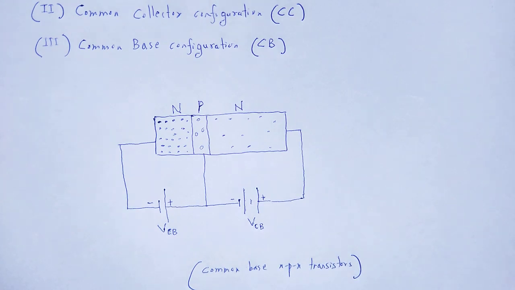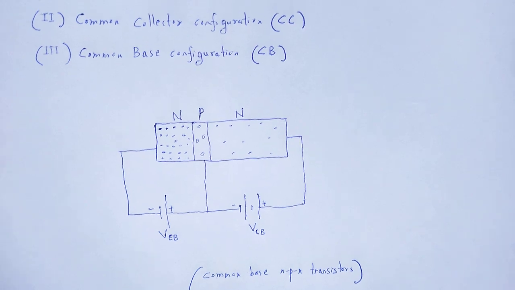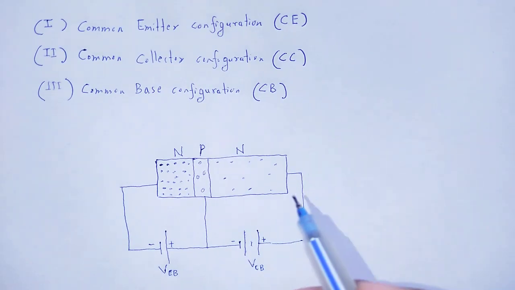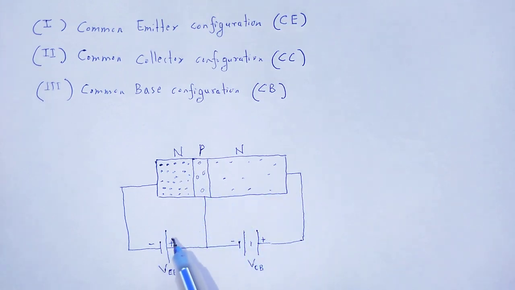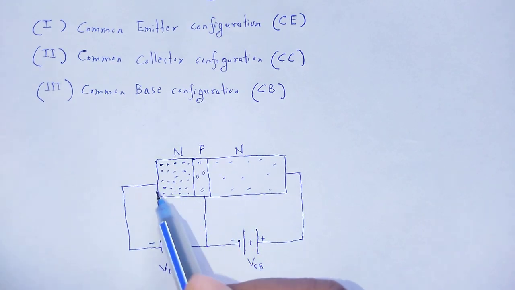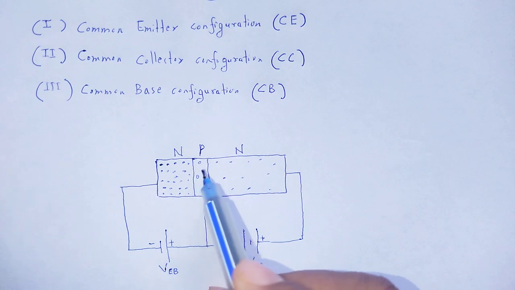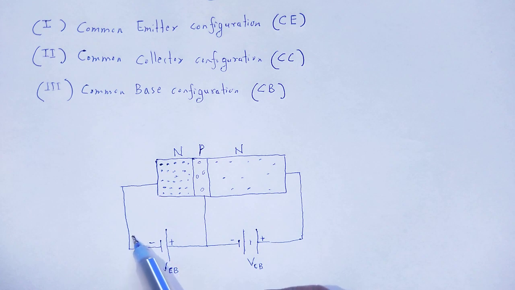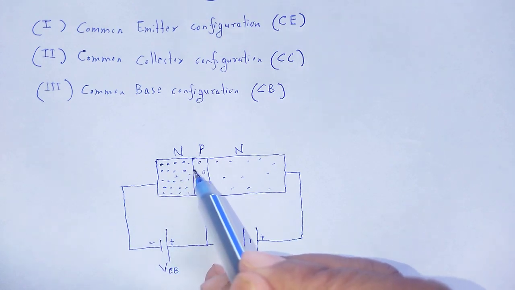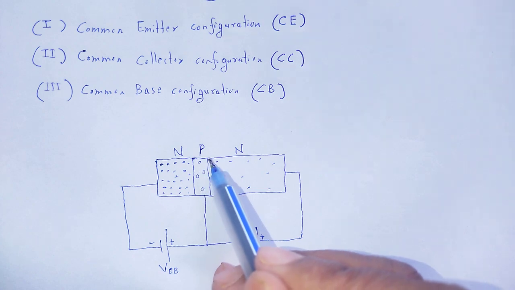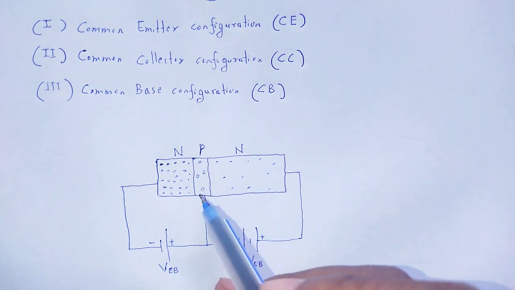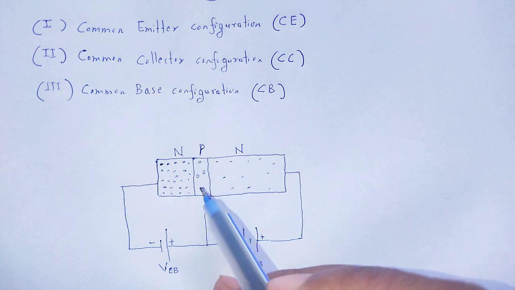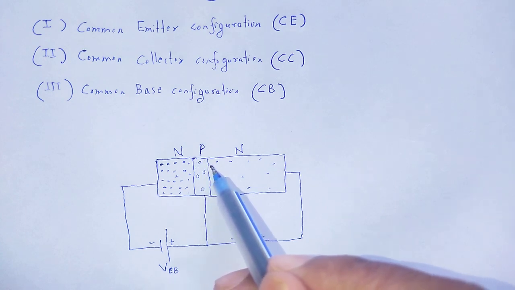Let us understand the current flow mechanism in common base NPN transistors. Since the emitter base junction is forward biased, electrons move from this N side to the P side, and again since P type is lightly doped and very thin, electrons pass through to that of N type.